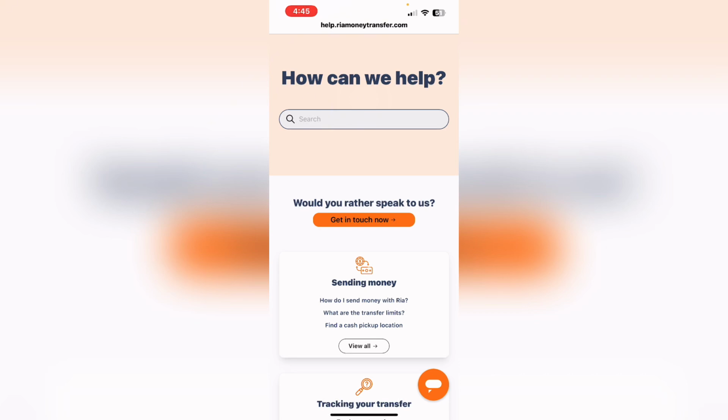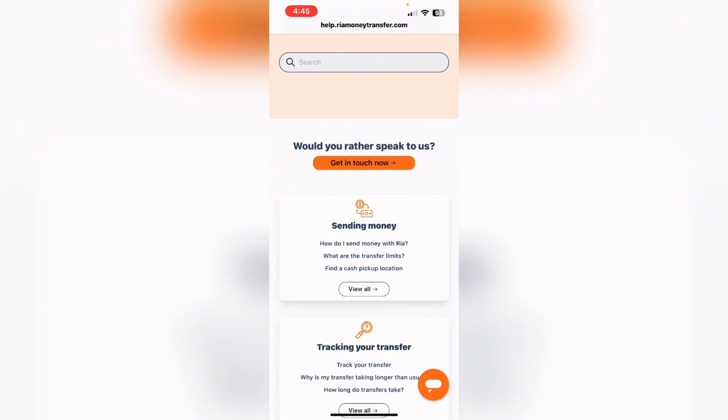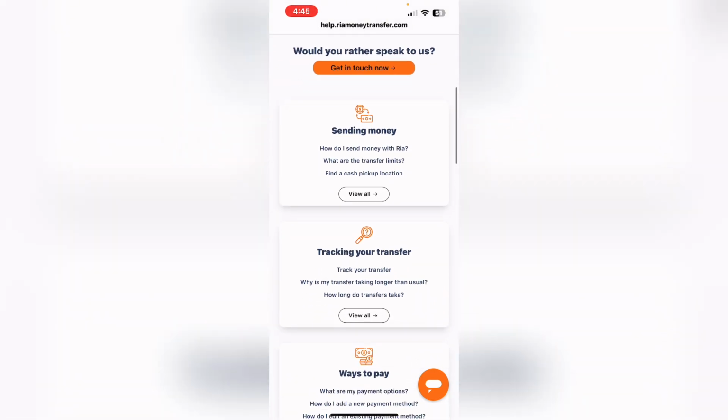So first of all, what is RIA Money Transfer? It is a global remittance service that enables users to send money to over 190 countries and territories. Established in 1987 and headquartered in California. With RIA, you can send money to more than 190 countries through a network of over 500 agent locations worldwide.